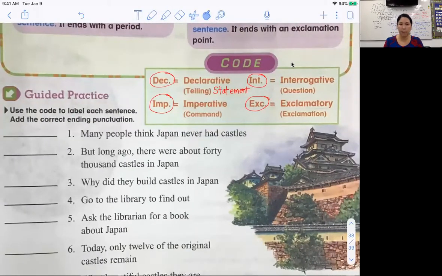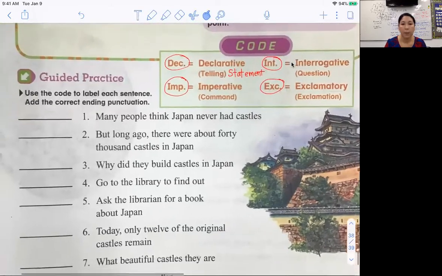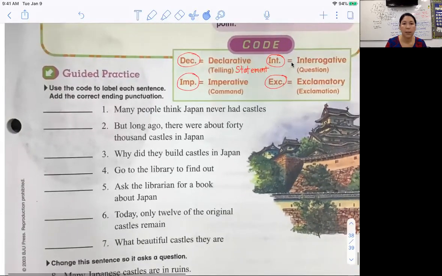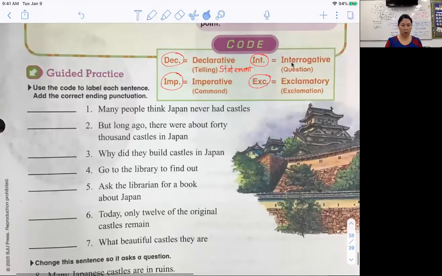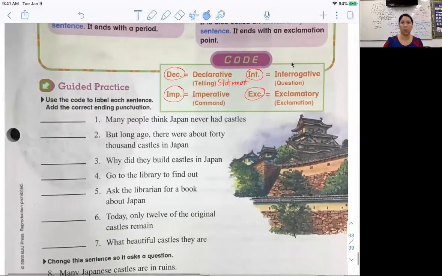Okay, so let's look at number 1. I'm gonna move this. There we go. That way we can see our code box and our questions. All right, number 1. Many people think Japan never had castles. All right, now they want us to label it and put the punctuation at the end. Okay, so, many people think Japan never had castles.